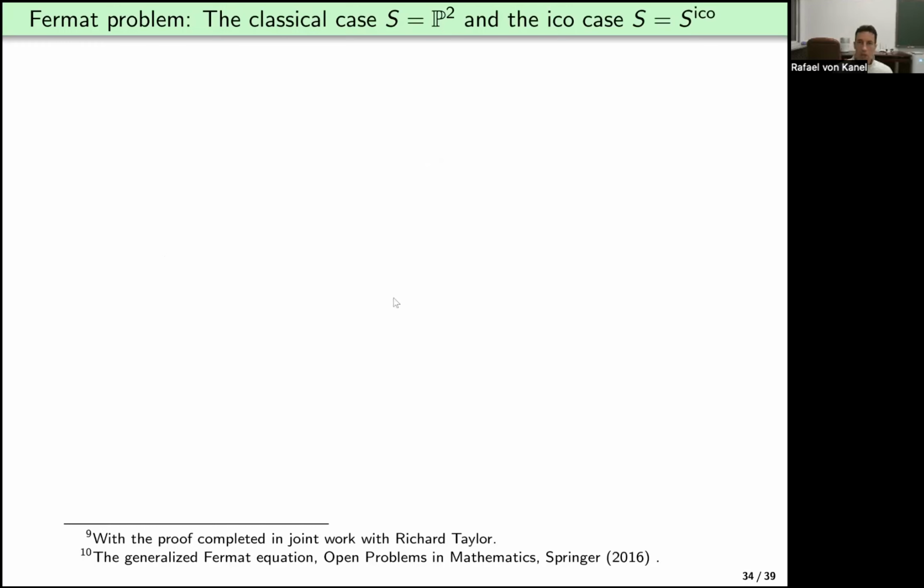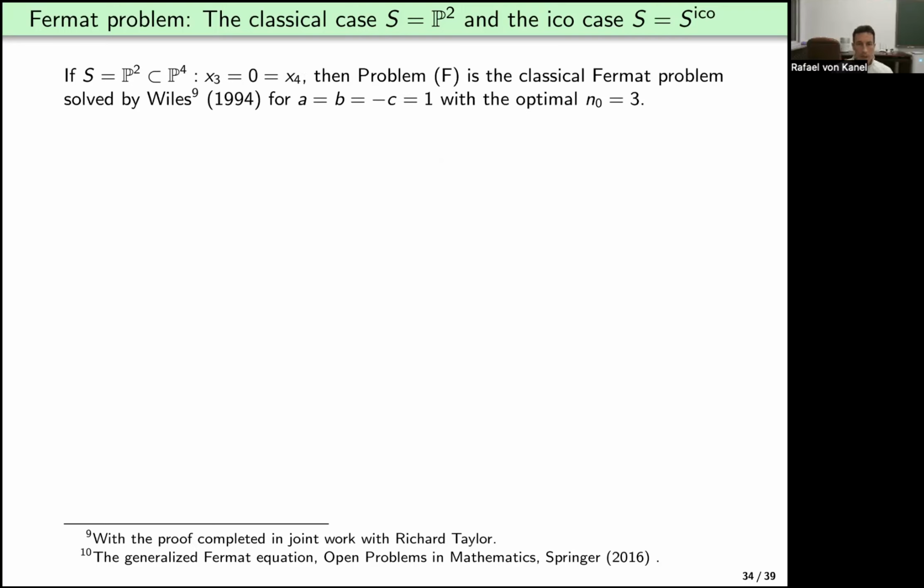And next, I would like to discuss the classical case and the icosahedral case of this problem. So the classical case is we have S is P2, which is a rational surface by definition, and we can view it inside P4 by just taking the last two coordinates 0. Then the problem F is the classical Fermat problem, which was solved by Wiles for the coefficients A equals B equals minus C equals 1, and he obtained the optimal exponent n0 equals 3. And the proof was then completed in a joint work with Richard Taylor.